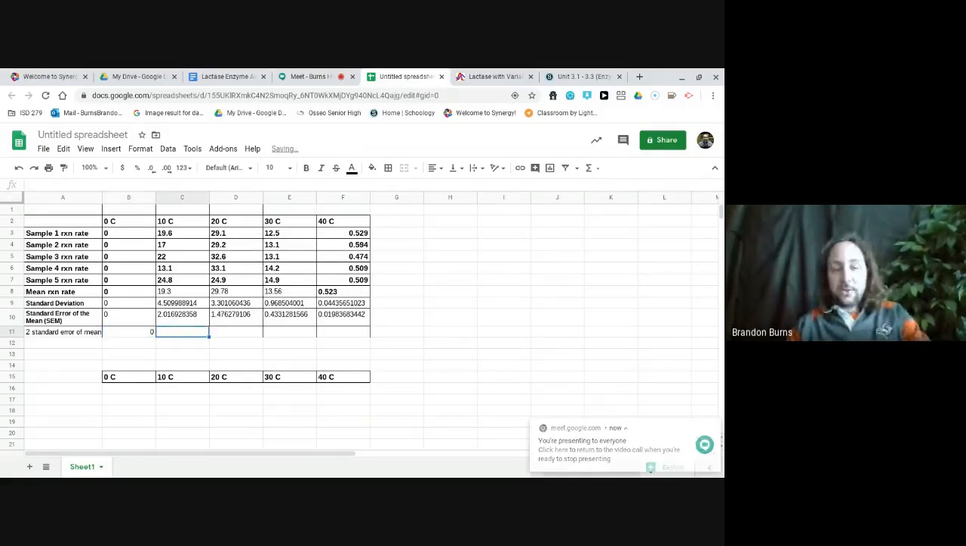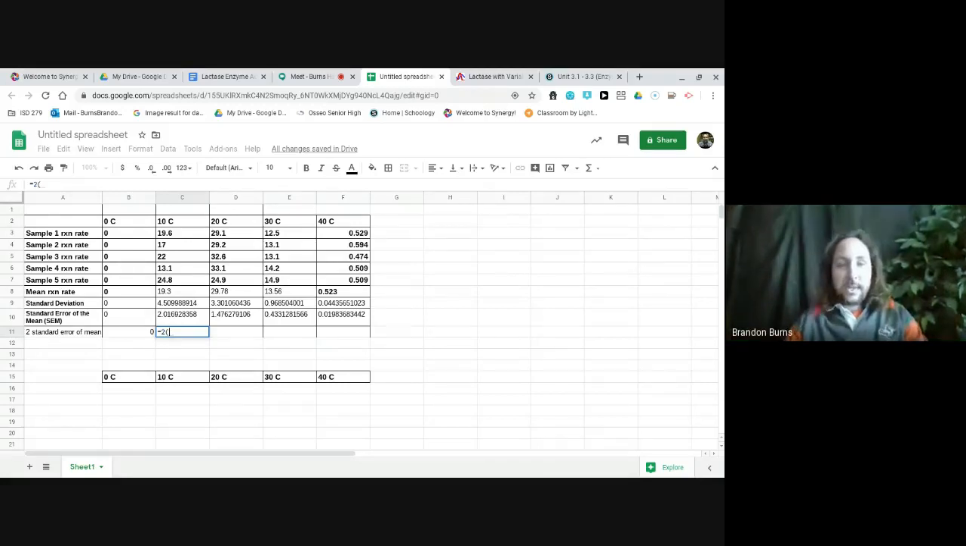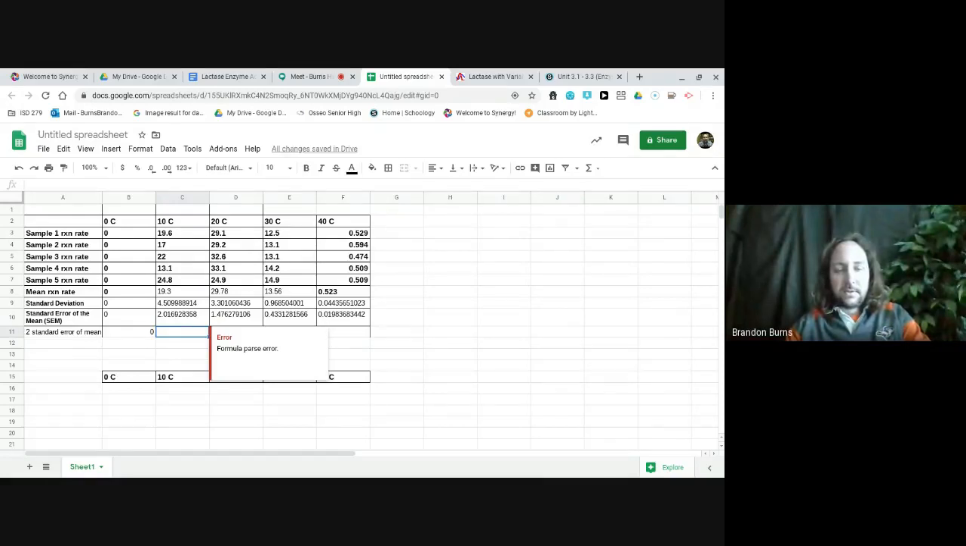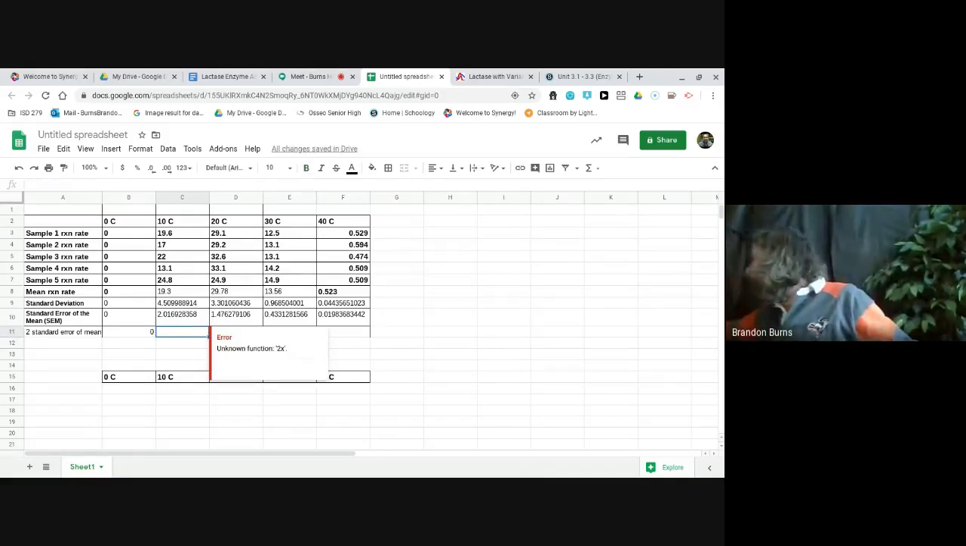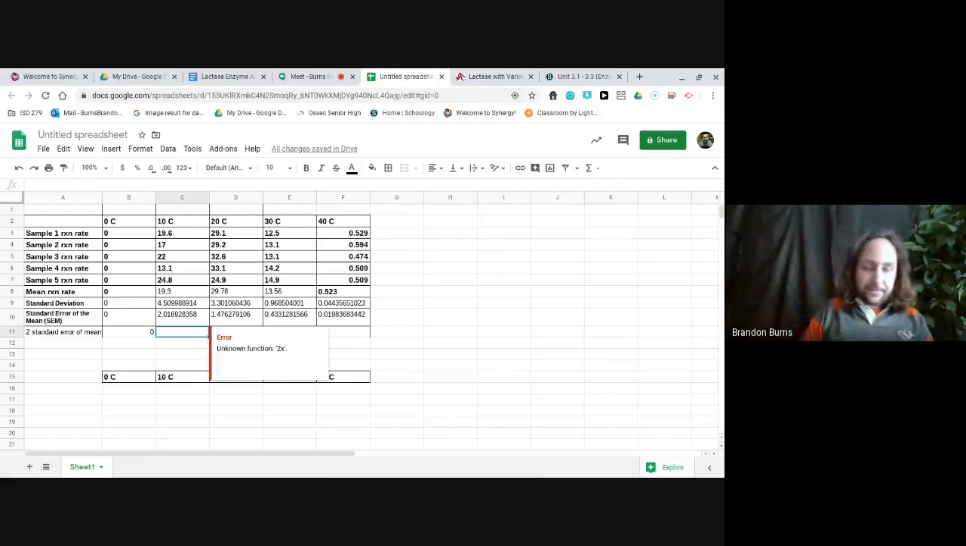This one I can do equals 2 times the standard error of the mean. Oops. Equals 2 times, let's see if it'll work this way. Oh, it's not going to let me do it. All right, I would just do the math on my own then. It'll just be easier. Sometimes I just go old school.